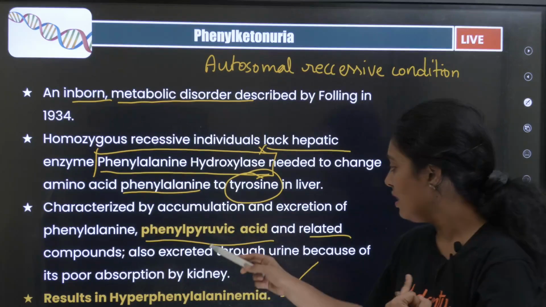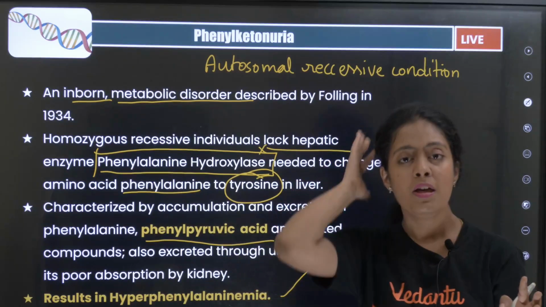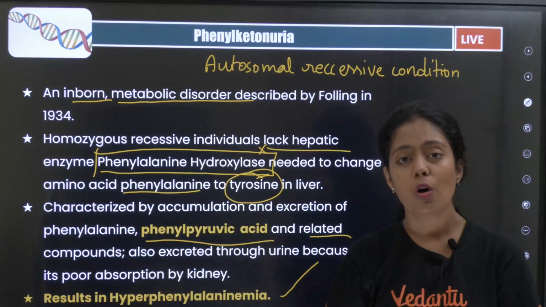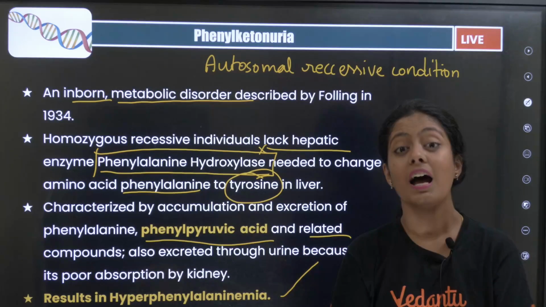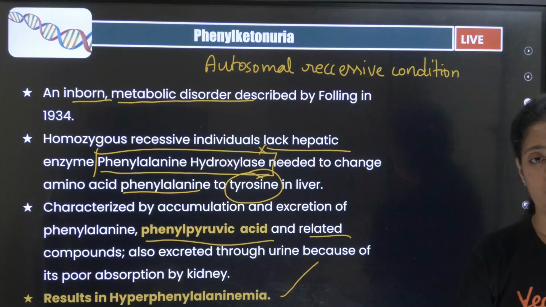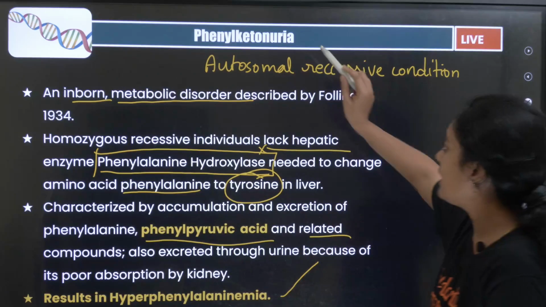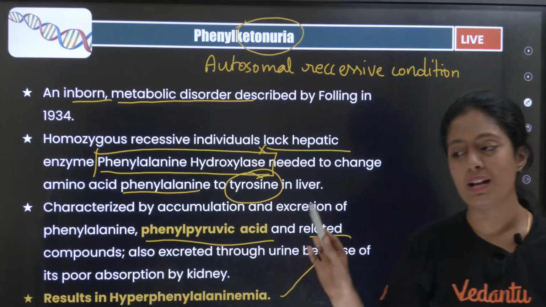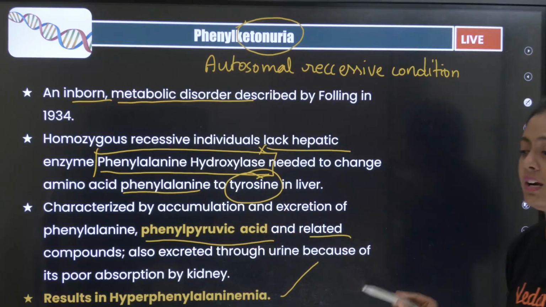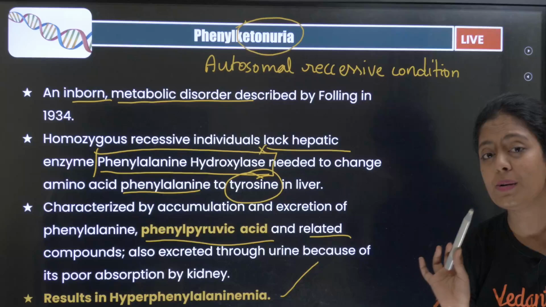Mental retardation, the phenylpyruvic acid goes and accumulates in my brain. Okay, it can result in kidney failure, ketone bodies excretion. All that happens in this phenylketonuria. That is why we call it ketonuria, because there are ketone bodies present in your urine. That's why we call it as ketonuria. I hope it is clear.